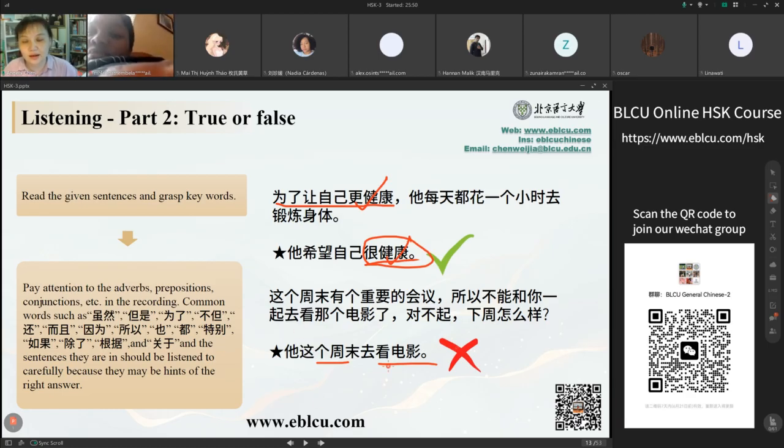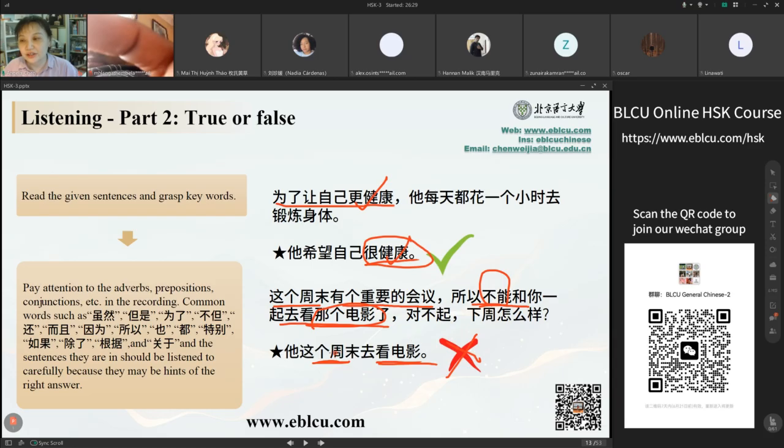Okay, the second one, 这个周末 this weekend, keyword 去看电影 go and watch a movie. Let's take a look at the question sentence. 这个周末 okay, what to do? 有个重要的会议 so have an important meeting. 不能和你一起去看那个电影 so cannot watch that movie. So is a false.